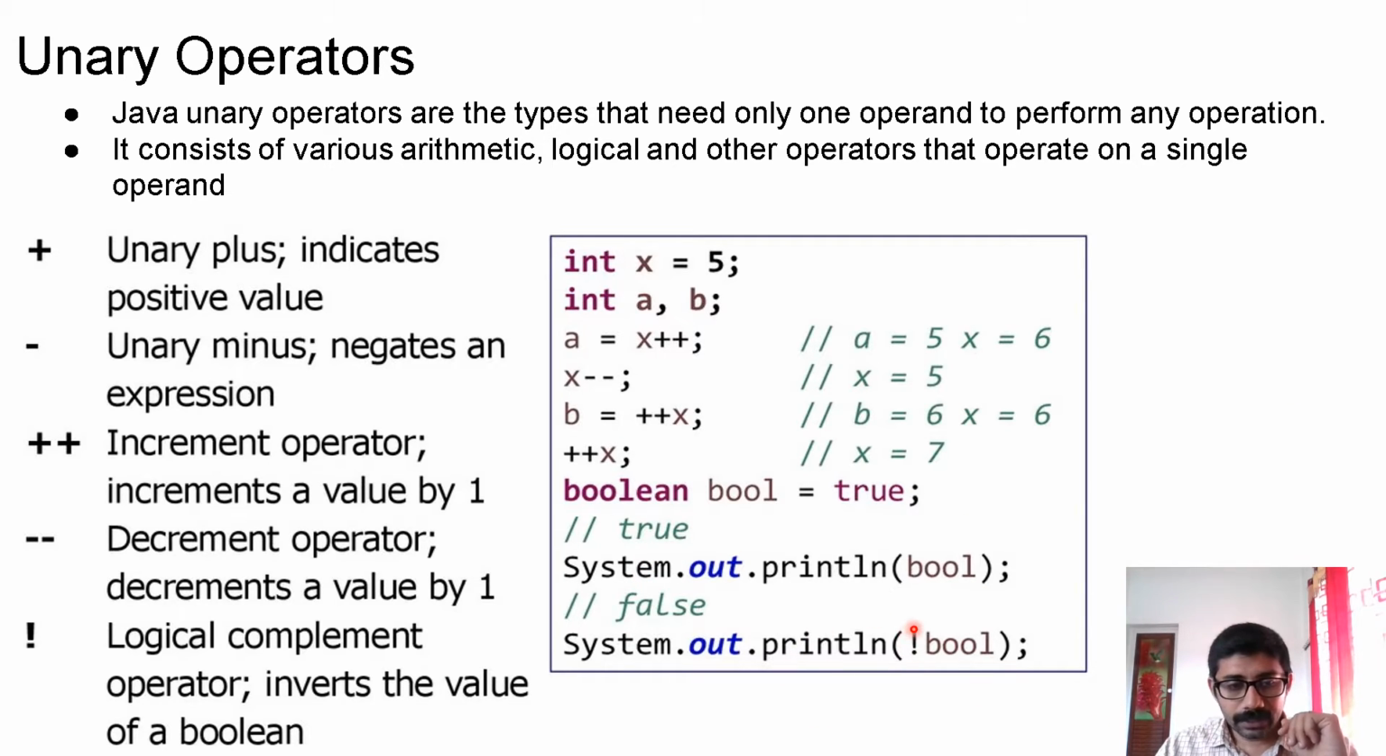Here you can see the logical complement. Bool is initialized to true. So if I print bool, I will get the output as true only. But if I print not bool, I will get the complement, meaning I will get false.